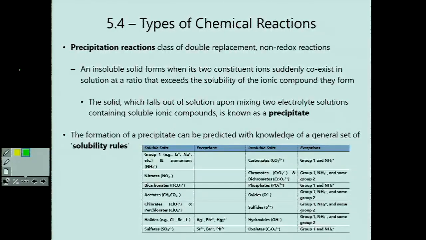So if you're given some random salt, magnesium bicarbonate, is that going to be soluble? Well, yes, because it's a bicarbonate. It's going to dissolve in water. You can go to the opposite end. There's a series of salts that are insoluble. For example, carbonates are generally insoluble. The exception, of course, is group 1 and ammonium, right? Oxides, sulfides, hydroxides, oxalates are largely insoluble with some exceptions, right?